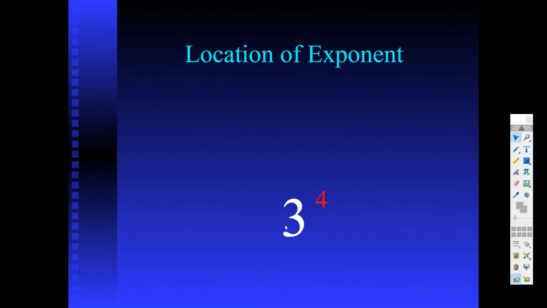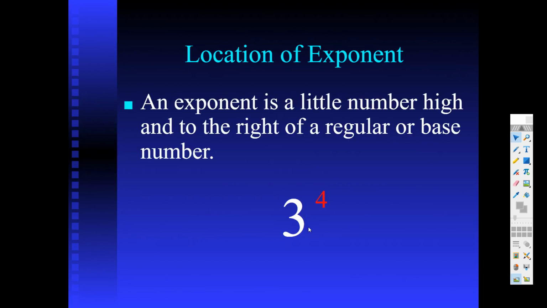So again, this 3 would be called the base number. That's the one that's being multiplied. The 4 would be the exponent. That's the one that tells you how many times you're going to multiply the 3 to itself. Okay, that would be the exponent. So the little number is the exponent, the 3 is the base.